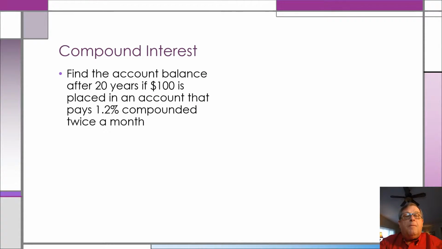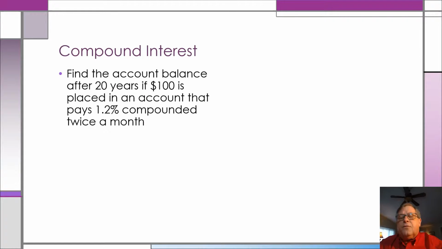It says, find the account balance after 20 years if $100 is placed in an account that pays 1.2% interest compounded twice a month. All right, well, we got a little bit of thinking to do.